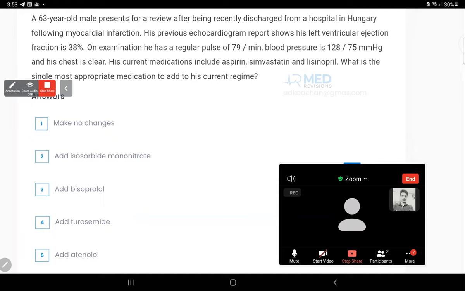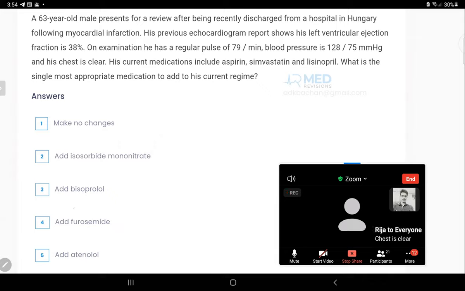What is left here? Should we not make any changes? Should we add a mononitrate? Should we add a bisoprolol? Should we add furosemide? Should we add atenolol? What should we add? Beta blocker? So beta blocker, bisoprolol or atenolol? Because we have two beta blockers. Which one would you add? Atenolol or bisoprolol? Chest is clear.